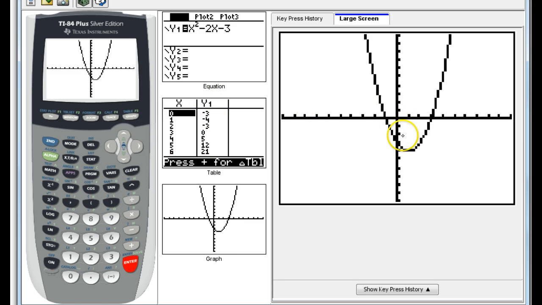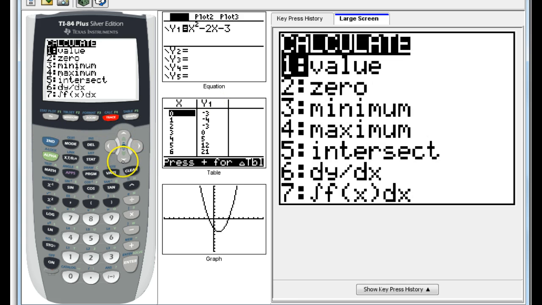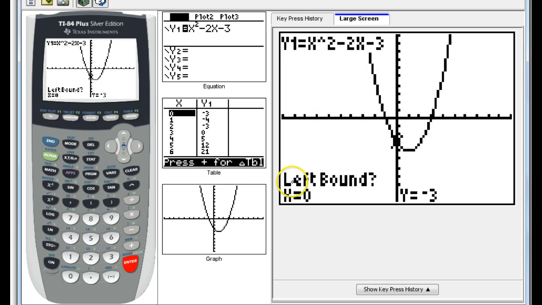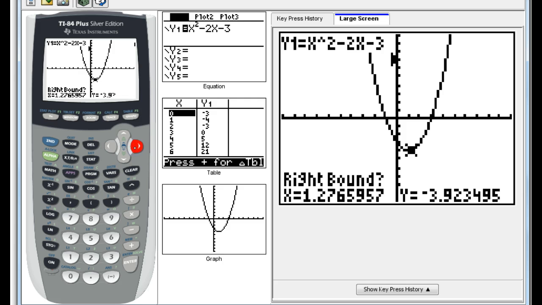So the vertex, remember, we are going to calculate, in this case, this is the vertex, this is the lowest point. So I'm going to go to second calc, I'm going to choose minimum. Minimum is the lowest point. Remember, the first question is left bound. My cursor is already here on the left, somewhere to the left of this. Okay? Hit enter. Now it's asking for the right bound, so I got to move the cursor to the right of the vertex. So let's click it a few times. Let's get it over so it's coming up a little bit.